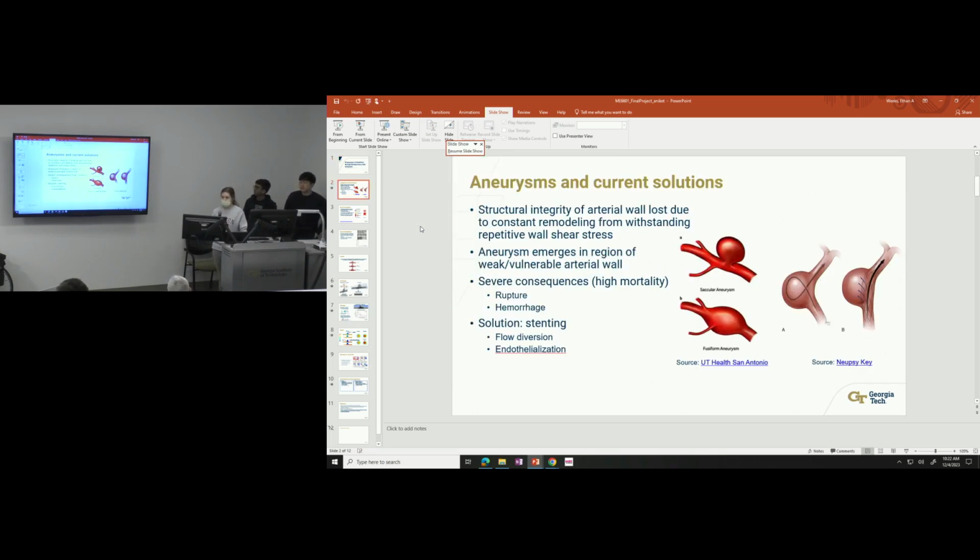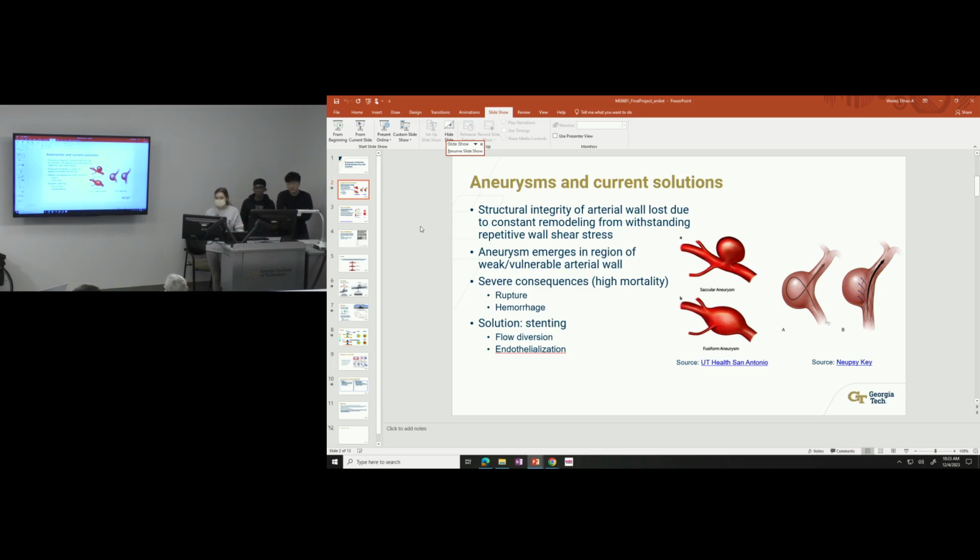So you may remember this from our journal club a little bit, but an aneurysm is defined as the loss of the structural integrity in an arterial wall due to the constant remodeling from cyclic loading due to the blood flow going through this artery all the time. And a weakening in this arterial wall can be formed from high blood pressure or a buildup of plaque, which can appear in these spots that become weaker over time. And there are severe consequences to this, such as rupture or hemorrhage.